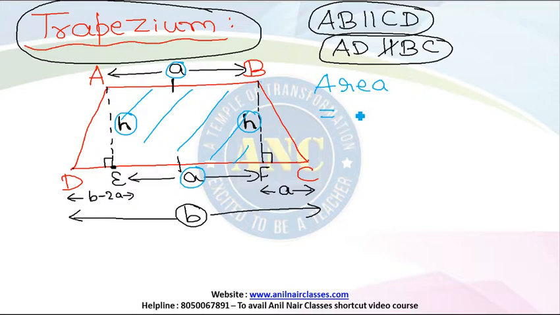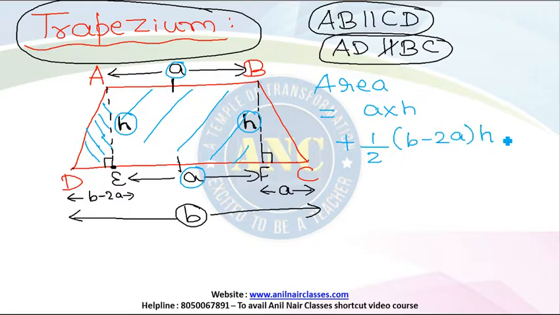Area of a rectangle is how much? It is A into H, length into breadth. So it is A into H. Plus, the story will not end here. This is also something I need to consider to calculate the entire area of the trapezium, and it's a right angle triangle. Area of a right angle triangle is half into base. Base is B minus 2A into height. Height is H. Similarly, this also I should consider. This is also a right angle triangle. Half into base is A. Height is nothing but H.